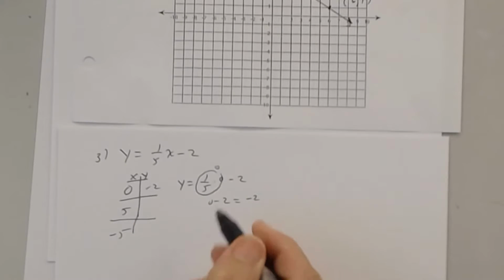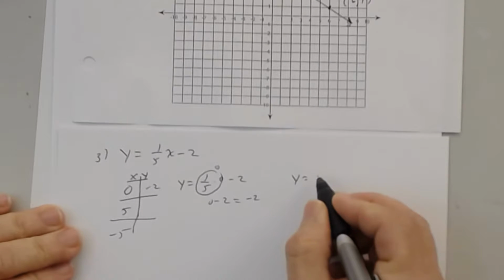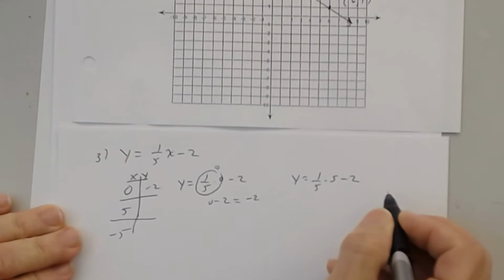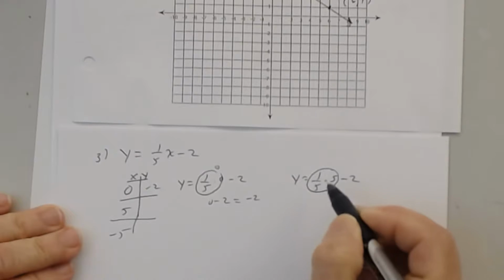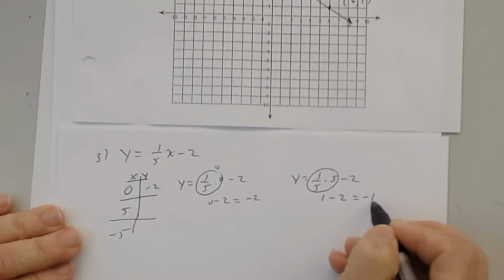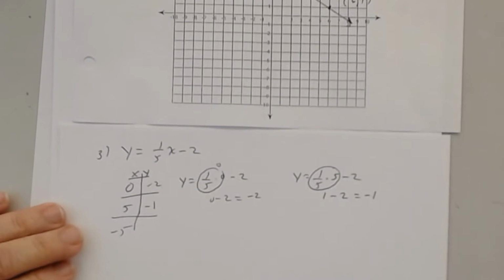All right. So if x is 5, I get y equals 1/5 times 5 minus 2. So I have to multiply first. What's a fifth of 5? 1, right? And 1 minus 2 is a -1. Okay.